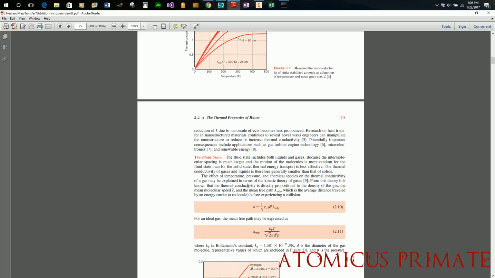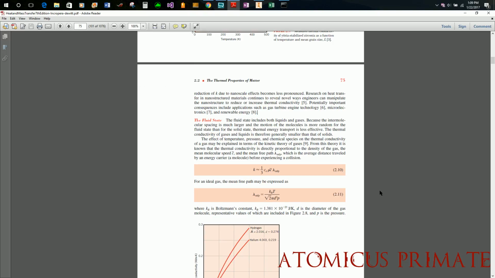The effect of temperature, pressure, and chemical species on thermal conductivity of a gas may be explained in terms of the kinetic theory of gases. From this theory, it is known that the thermal conductivity is directly proportional to the density of the gas, the mean molecular speed, c bar, and the mean free path, λ_MFP, which is the average distance traveled by an energy carrier, that is, a molecule, before experiencing a collision. k is around 1/3 of c_v times ρ times c bar times λ_MFP. And for an ideal gas, we throw in a bit more in a square root.